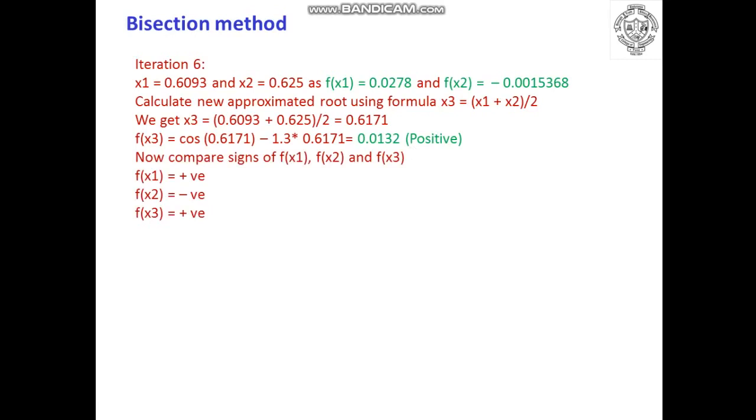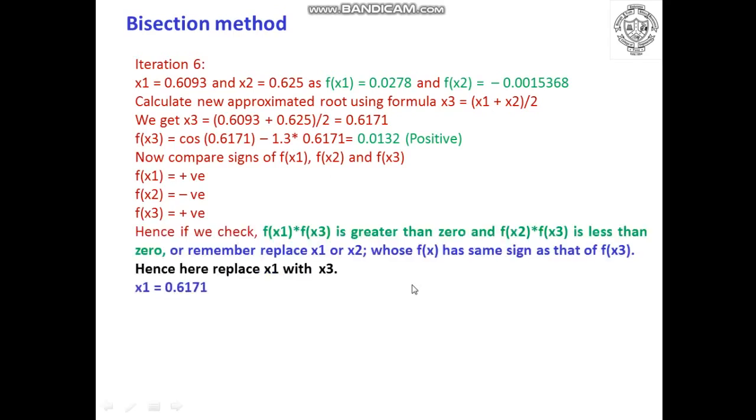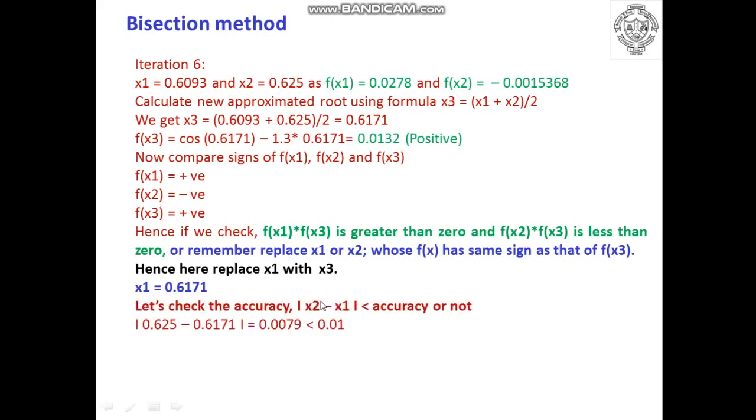So if we compare the signs of f of x1, x2 and x3, again the sign of f of x1 and f of x3 are the same. So we will replace x1 with x3, f of x1 with f of x3. So the value of x, that is x1, will be replaced by x3. So now x1 has been replaced as 0.6171. So let us check the accuracy criteria.